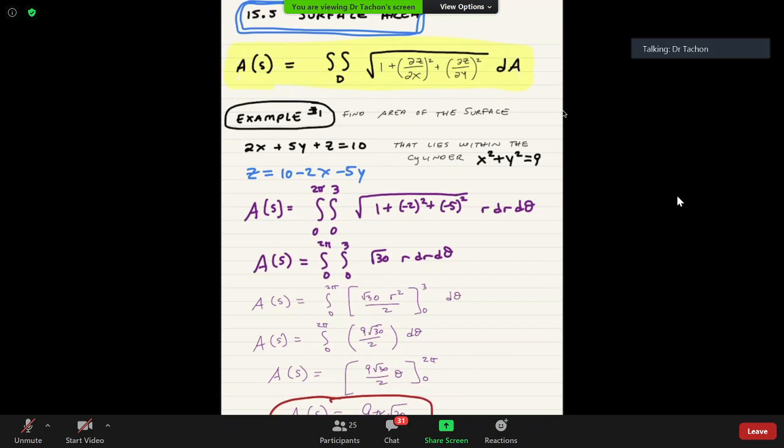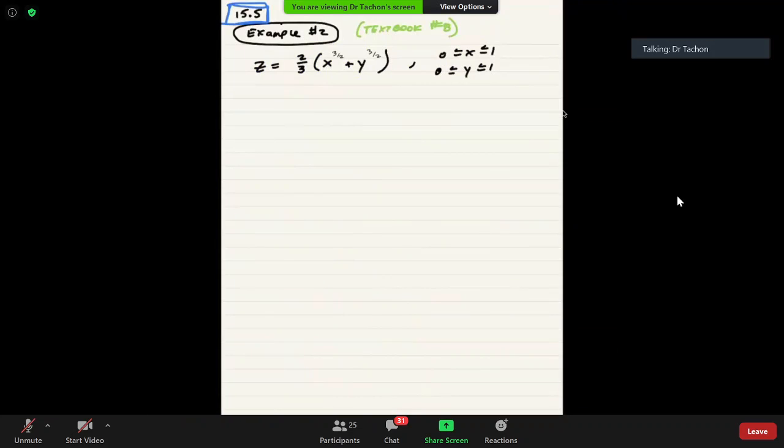Example 2. It's your textbook problem, number 8 in the textbook. So number 8 in the textbook, this is what it says. All right? And I'll tell you right now, this is not going to be a polar conversion problem, is it? So you're definitely doing this in rectangular.